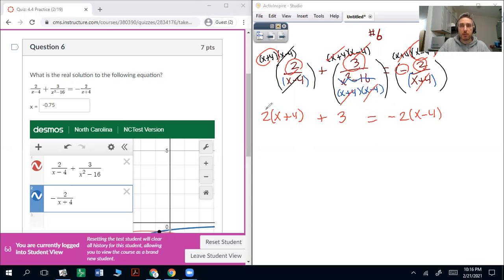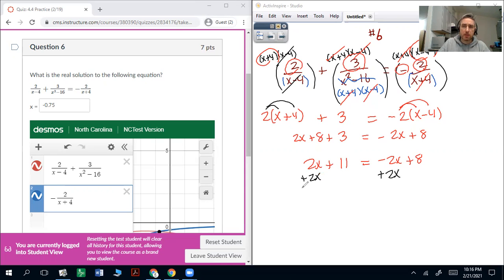Let's distribute. Let's combine like terms. So that's 2x plus 8 plus 3 equals negative 2x. And the negative times a negative is positive, so plus 8. So 2x plus 11 equals negative 2x plus 8. Now we can solve that. I want to get the x's to one side. I'm going to add the 2x to the 2x. That's going to give you 4x plus 11 equals, those cancel out, 8.